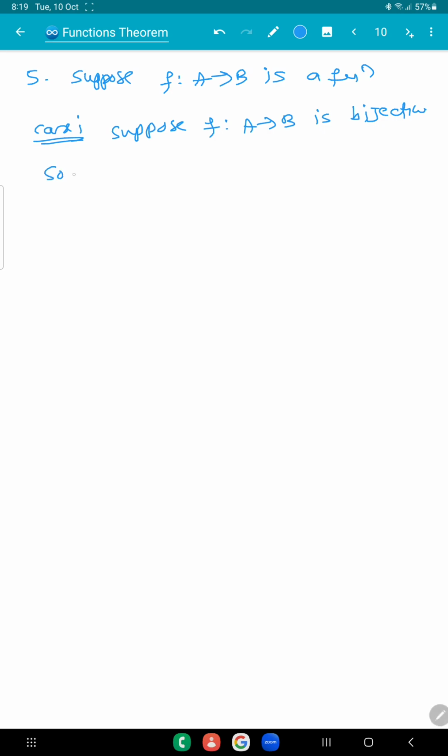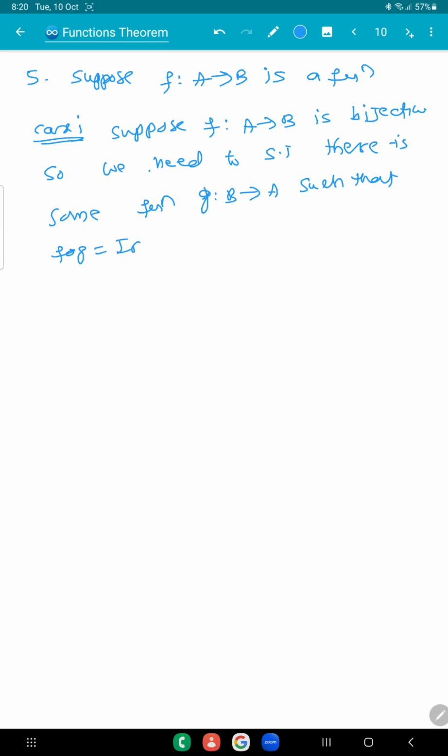F is bijective. So we need to show that there is some function g from B to A such that F circle g is equal to identity function on B and g circle F is equal to identity function on A. And in this case, we have to show all this stuff. g is equal to F inverse.